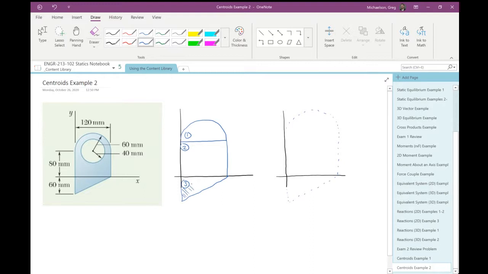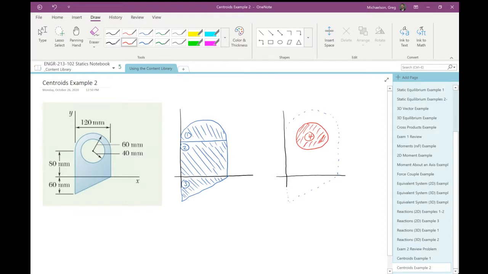I'm going to, maybe I'll shade all this in. But then I'm going to have another shape, which is going to be this hole right here. And so I've colored that in with a different color. And so that shape's going to have a negative area.